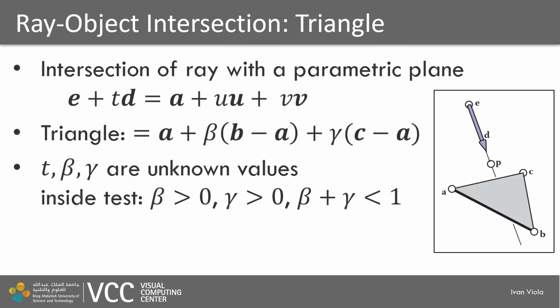This way we can proceed with other implicitly defined objects, like for example ellipsoids or cylinders or cones, etc. But often we have our scene described as a triangular mesh.